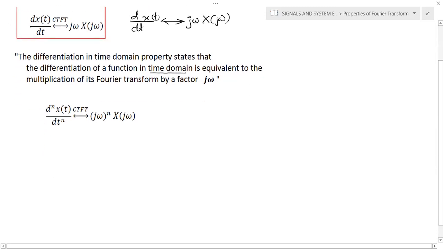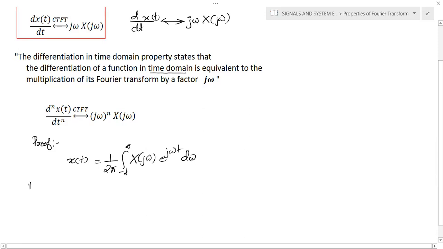So now we'll see the proof, how we can prove this particular property. So we know the inverse Fourier transform equation, that is x of t is given by 1 by 2 pi integral from minus infinity to infinity x of j omega into e raised to j omega t d omega. So if you know the signal x of j omega, we can calculate x of t by using this particular formula. This is the inverse continuous time Fourier transform formula.